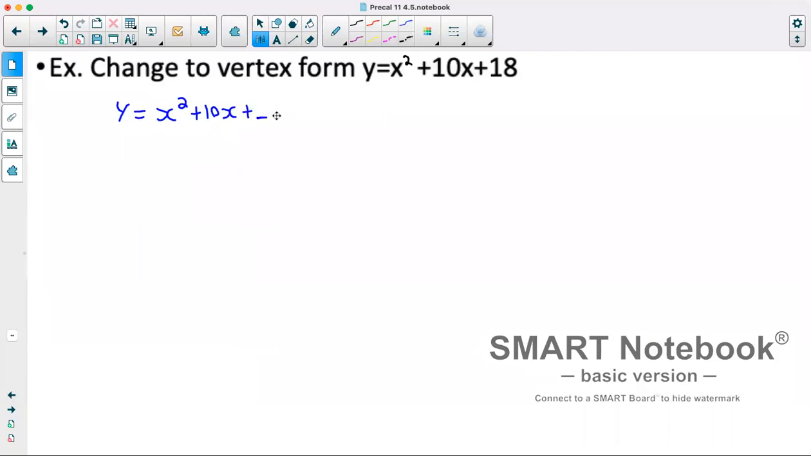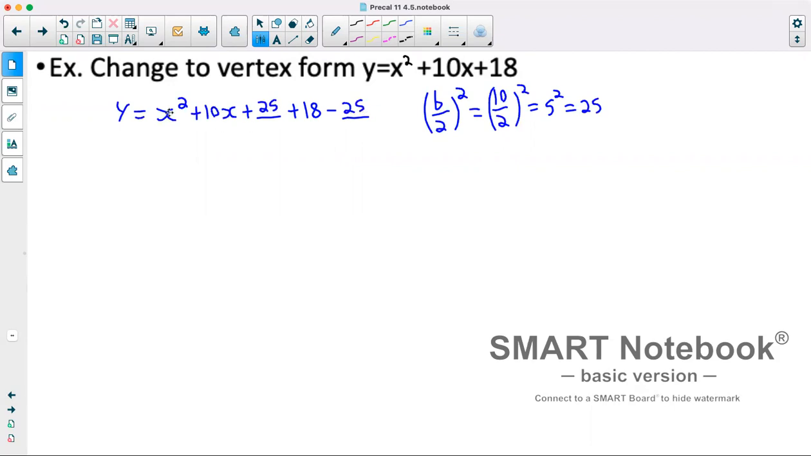plus a blank, plus 18 minus a blank. Now, in those blanks is going to go our b value divided by 2 and squared. In this case, our b value is 10. So we have 10 divided by 2 squared, so that'd be 5 squared, which is 25.